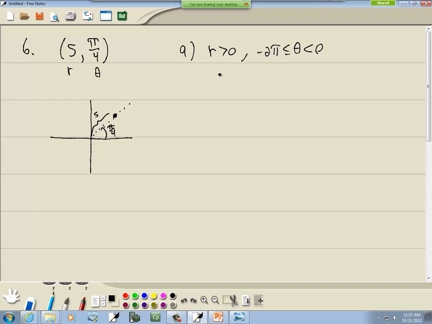Now this tells us that r is going to be greater than 0. That means r is going to be positive. So we have to keep the 5. We don't have any choice on that. But this says your angle is going to be between negative 2 pi and 0, not including 0. So the angle is going to be negative. Well, a very easy way to get a negative angle is to subtract 2 pi.